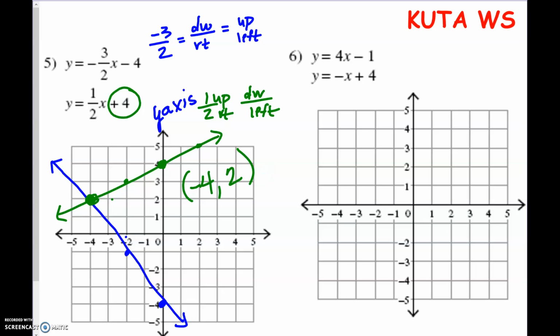All right, number 6. Our y-intercept is a -1, so we start with -1. And this slope is a 4, and remember we put a 1 underneath it, so it goes up and right because they are both positive. 1, 2, 3, 4 over 1.